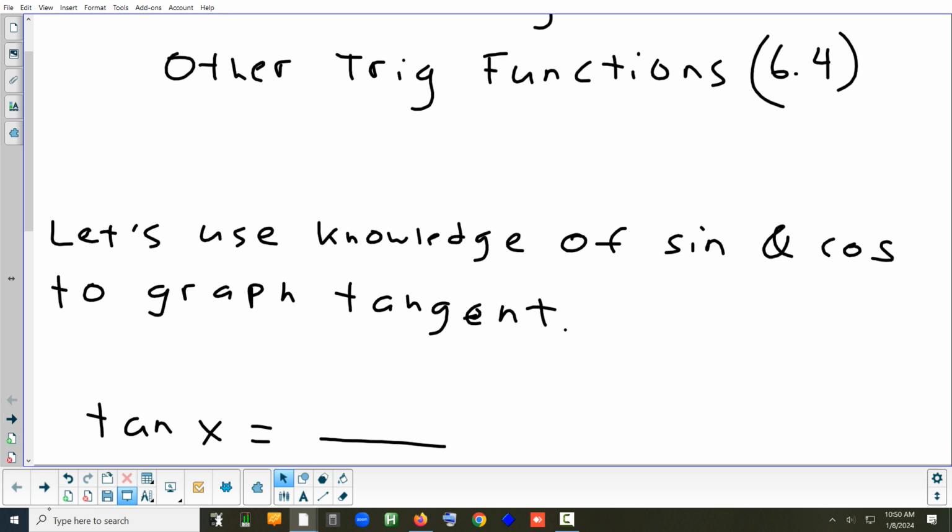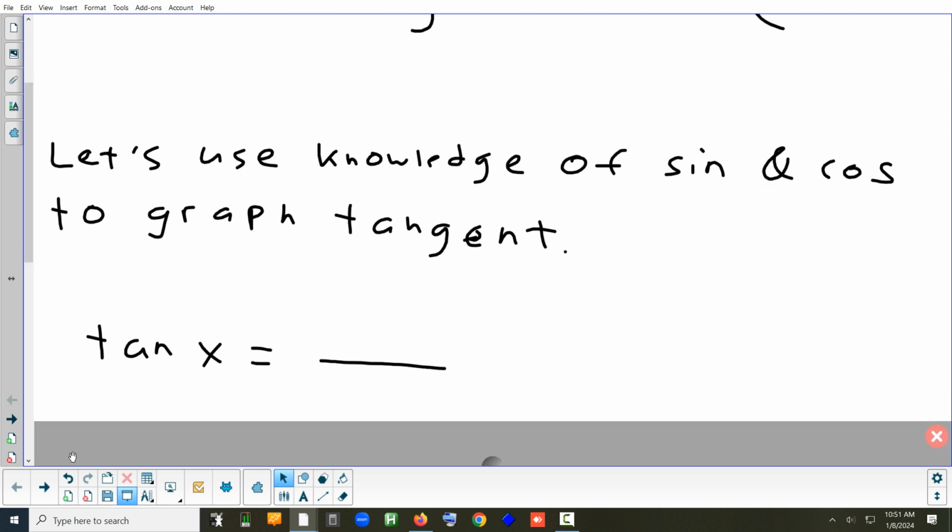We had a formula maybe a couple sections ago for tangent that allowed us to write tangent as a fraction of two other trig functions. Does anybody remember what tangent was equal to? Sine over cosine, yes. Tangent is sine divided by cosine. So that's our formula for tangent.